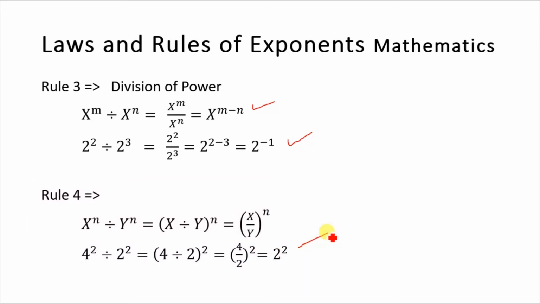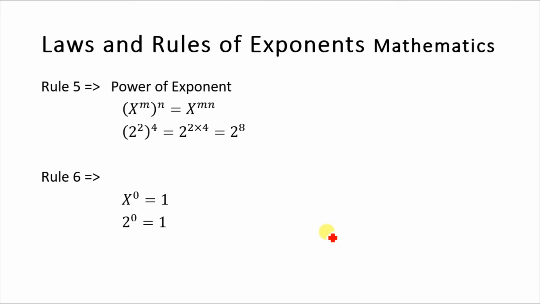Now rule number 5 is the power of an exponent, the power of a power. If we have x power m, whole power n, then we will simply multiply the first power with the second power and we will get x power m n. For example, if we have 2 square, whole power 4, then its solution will be 2 power 2 multiplied by 4, or 2 power 8.